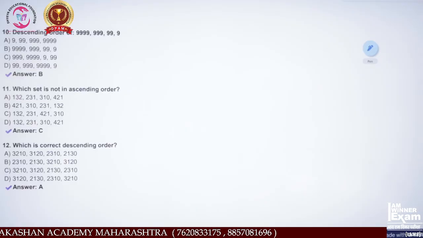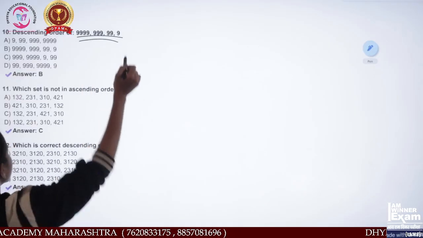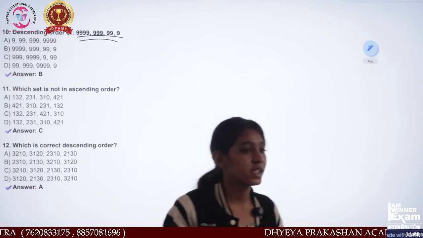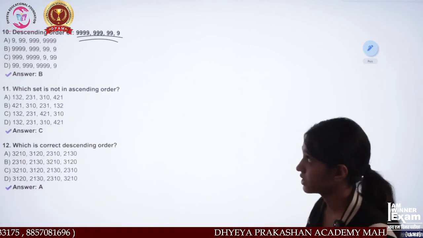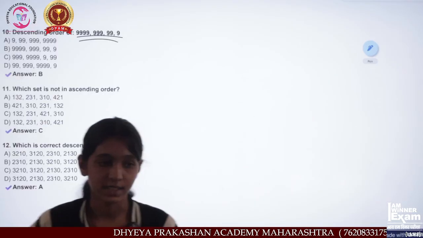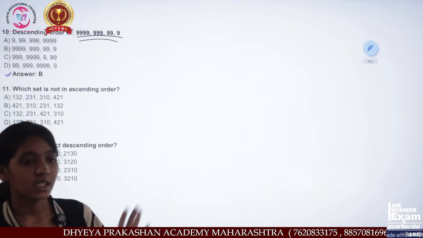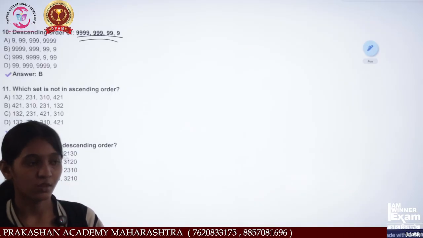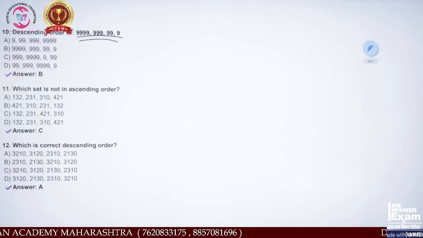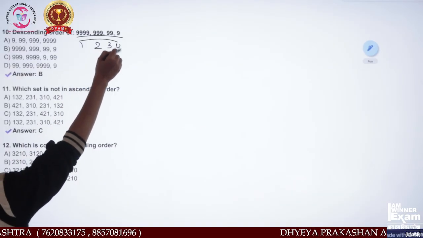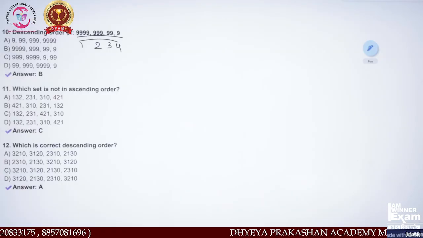Descending order of this. It is very simple. Descending order, biggest to smallest. It is simple because the numbers have different digit counts. First 5 digit, 4 digit, 2 digit and 1 digit. That means the biggest number is 5 digit, then the 4 digit, 2 digit and 1 digit. First number comes this, second this, third this and fourth this. Then which option is correct? B option is correct.